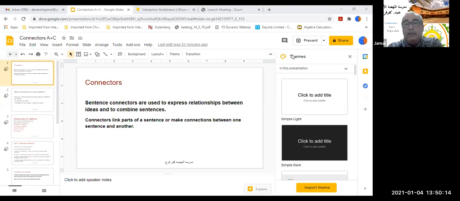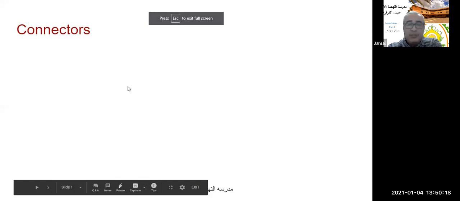Hello everyone. Today we are going to be talking about a very important thing that you need in your writing in modules G and C, and in your speech and in your everyday activity, whether reading or writing or communicating with other people in English. And this subject is the connectors.